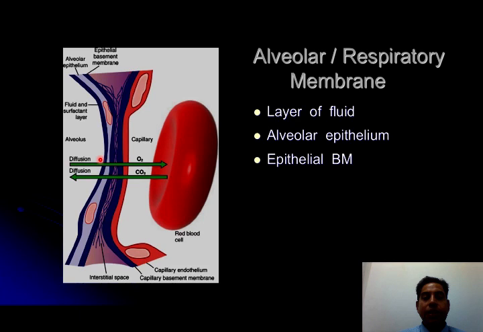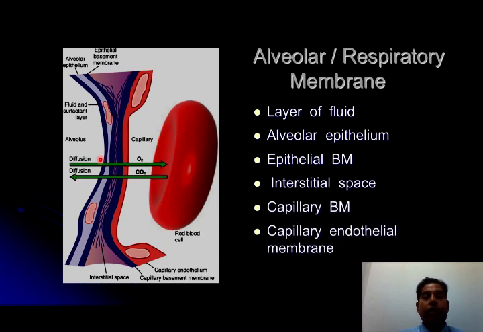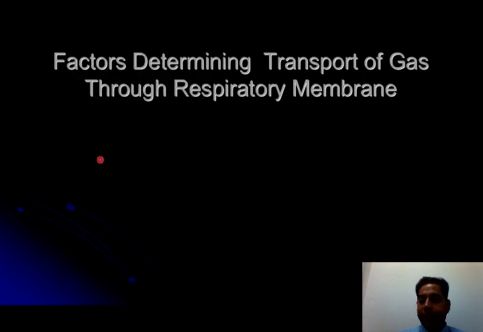The alveolar epithelium, its basement membrane, entering into the interstitial space, then entering the basement membrane of the capillaries, crossing the endothelial layer of the capillary membrane, and then into the blood. Now, what are the factors which can determine the transport of gases through the respiratory membrane? We have already seen Fick's law of diffusion.